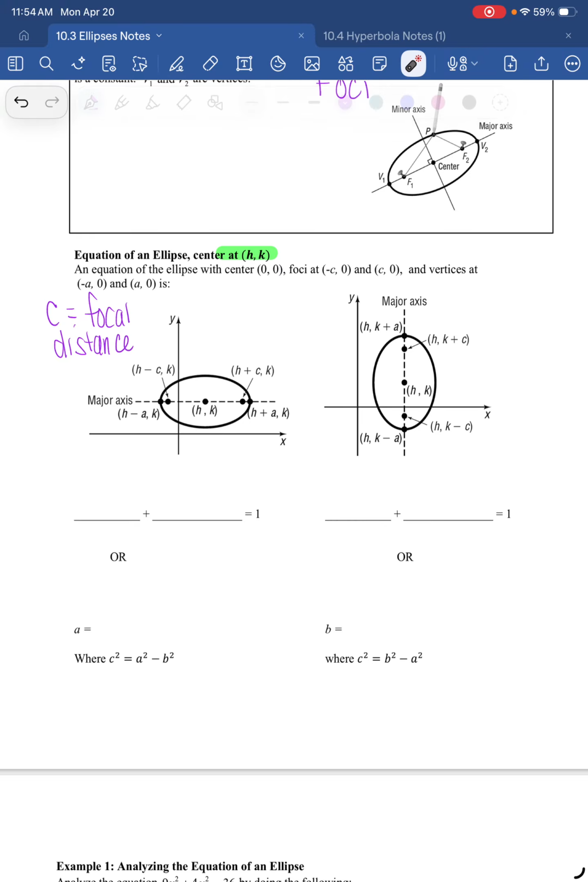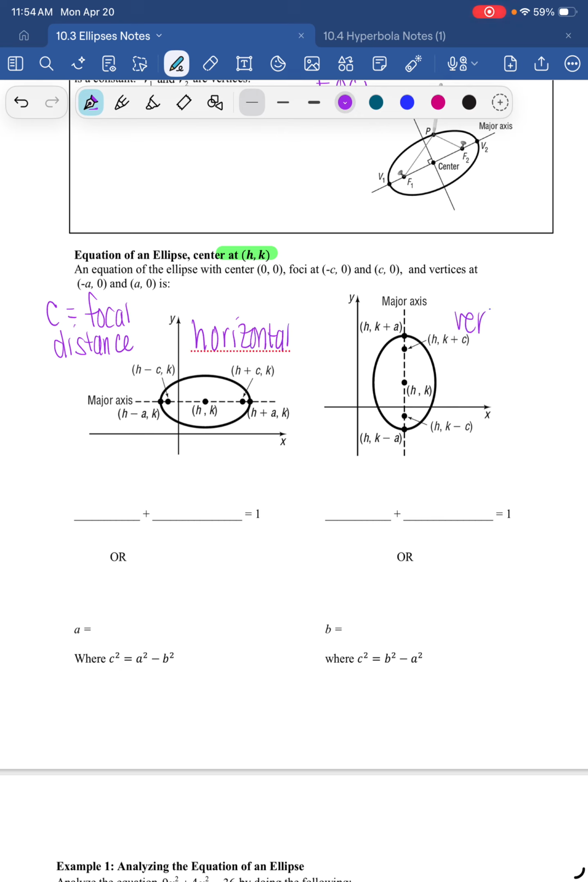And notice that here's your center, (h, k). So your foci could be horizontal in line with the center, or the foci could be vertical in line with the center. That is how you are going to create a horizontal ellipse versus a vertical ellipse. Okay. And so you'll notice here's h, and then you take h plus the focal distance to get here, h minus c, c is the focal distance.